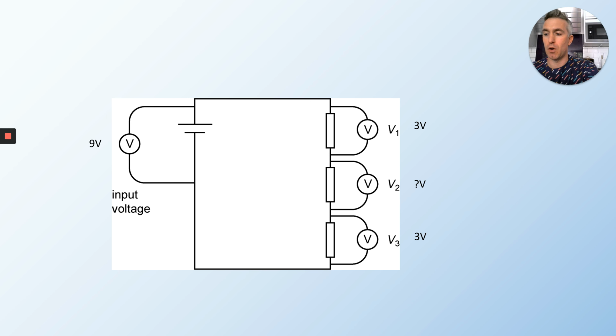Here we have a 9-volt battery. This one is 3 volts. This one is 3 volts. So what is this one going to be? It is also going to be 3 volts because 3 plus 3 plus 3 is 9.